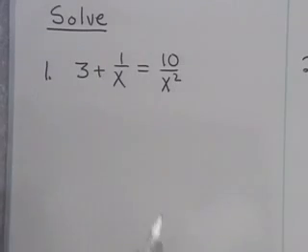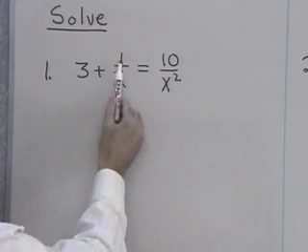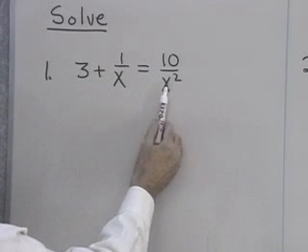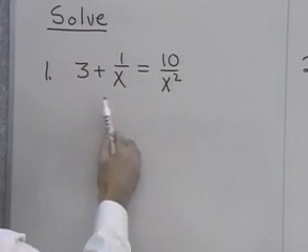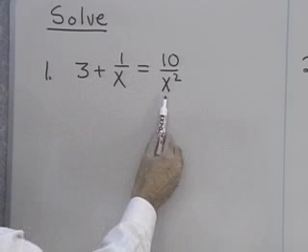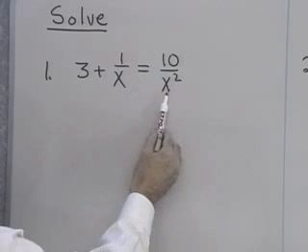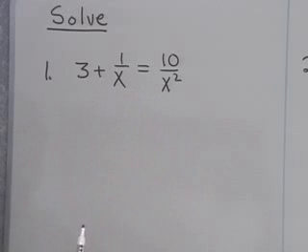For the first problem right here, I've written: solve the equation 3 plus 1 over x equals 10 over x squared. Now notice that we have a variable here in the denominator, so if by chance I solve this equation and I end up with x equals 0 as one solution, I can't use it because you cannot divide by 0. So we have to check that every time we see that the variable appears in a denominator.